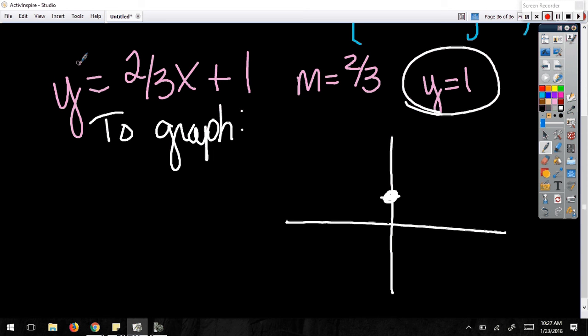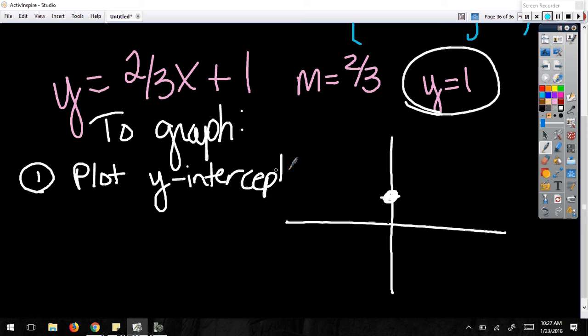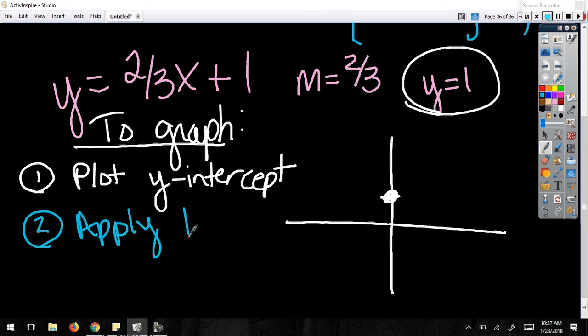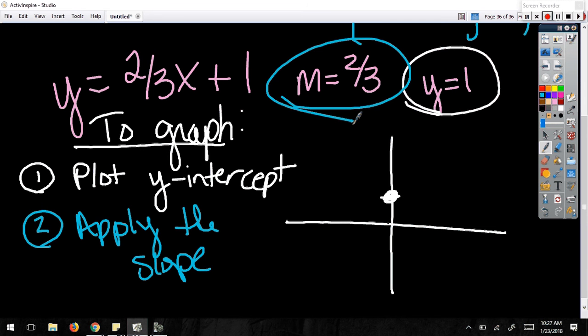So if I'm in this form to graph it, the first thing I want to do is plot the y-intercept. That's the B. Now I have a point and I have a slope. What do I do? Come on, guys, you can do this. Rise over run. And I'm going to write this as a step here in your notes to apply the slope. So if the slope is 2/3, that means I'm rising 2 and running how many? 3.